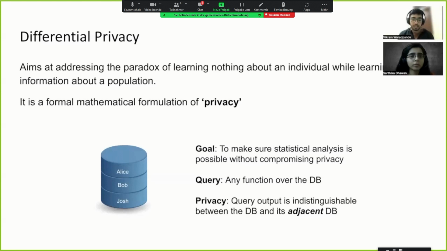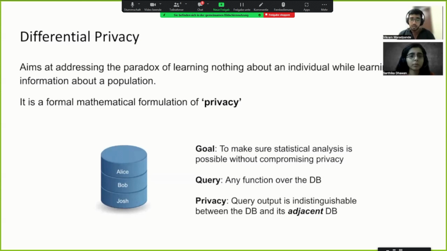So just to explain properly what the goal of differential privacy is. Imagine there's a data set which has information about n number of individuals, say Alice, Bob, and Josh. Now, the goal of differential privacy would be to make sure that any kind of statistical analysis on the database is possible, but without compromising the privacy of all these individuals. We refer to a query on the database as any function that I can run over the database. So maybe I can find out, okay, what's the mean age of all the people in the database? So this is a form of a query or a function.